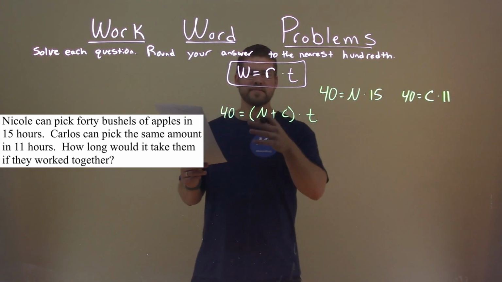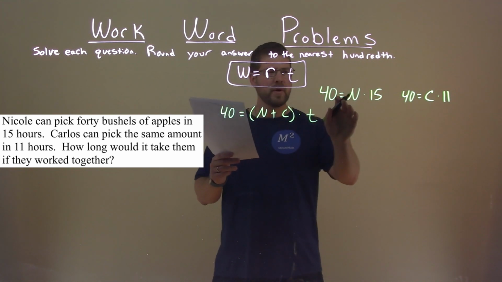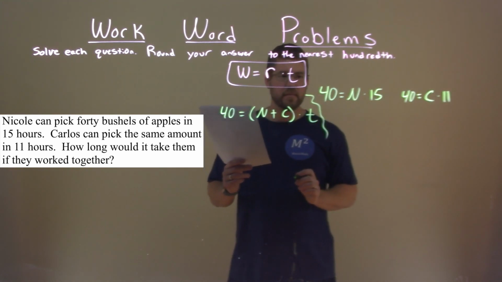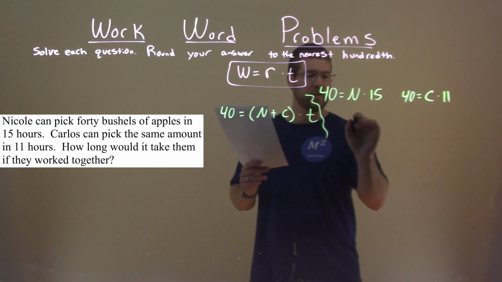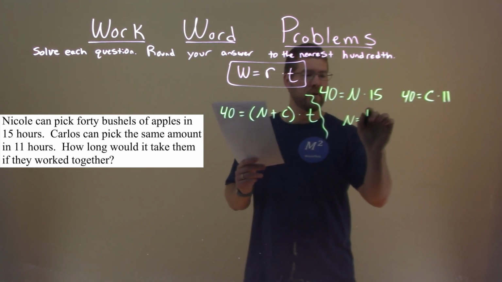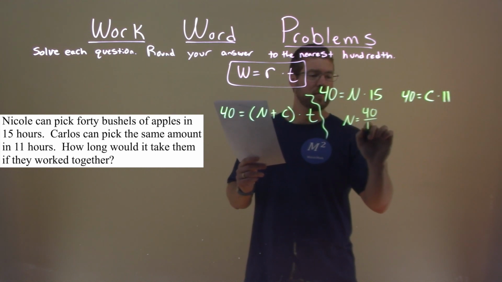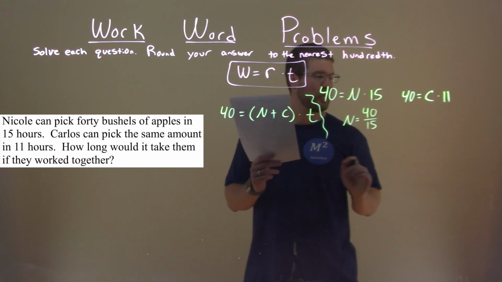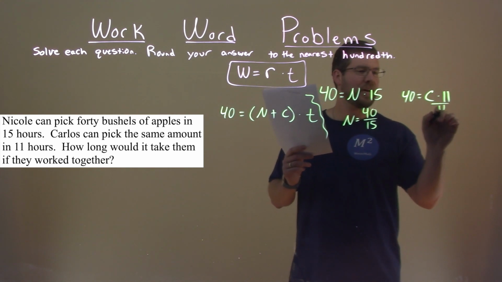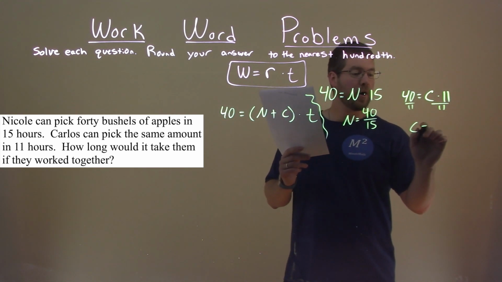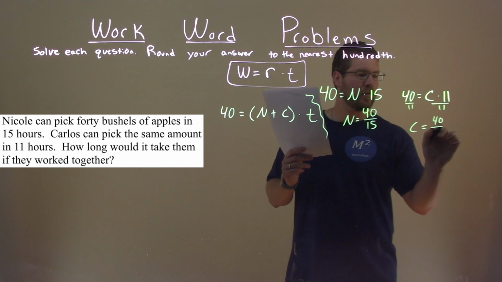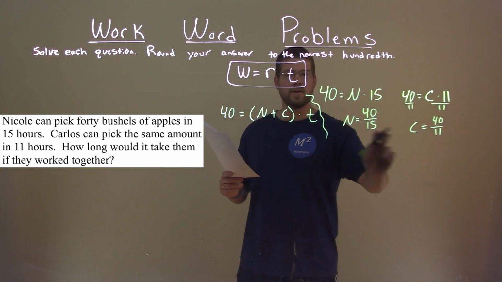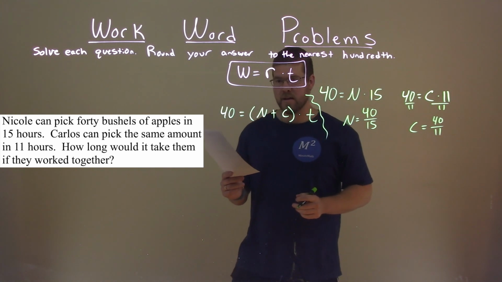Well, how do we solve this? We can find each one's individual work rate. We divide both sides by 15, and n equals 40 over 15. And that's Nicole's work rate. Do the same thing here, divide both sides by 11, and Carlos's work rate is 40 over 11. So we can plug those two values in right here for n and c.